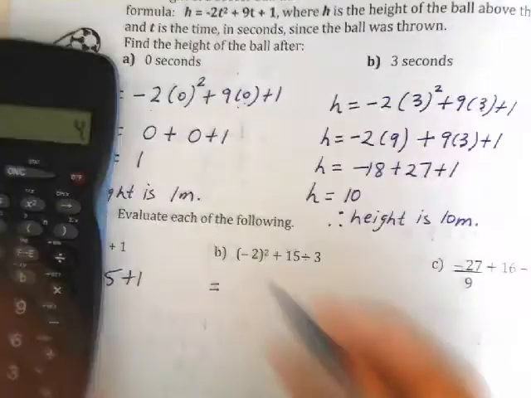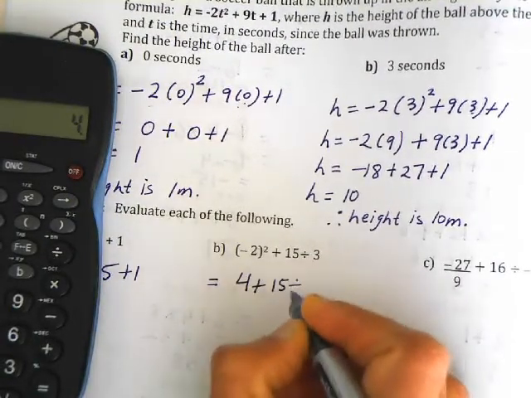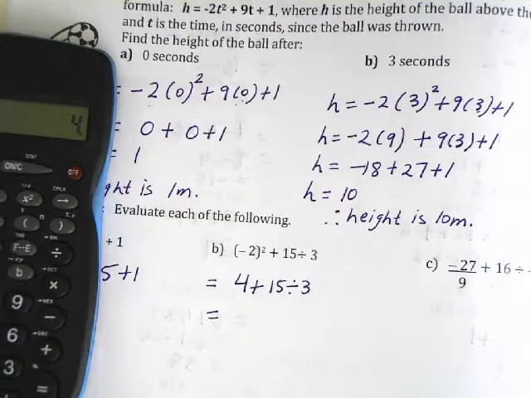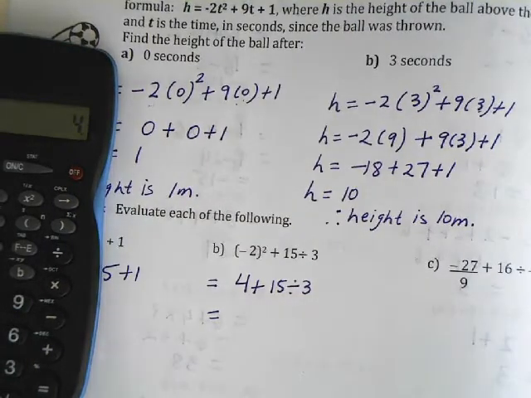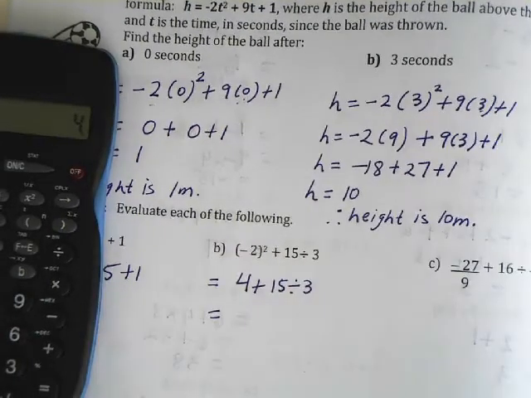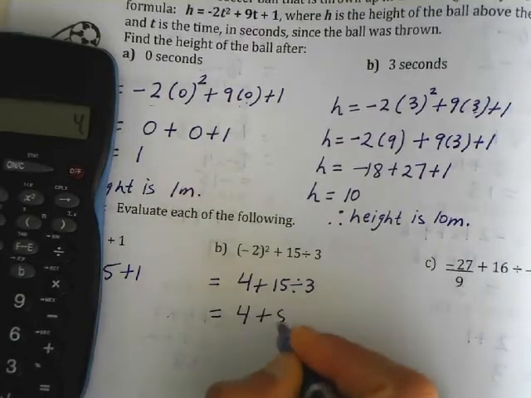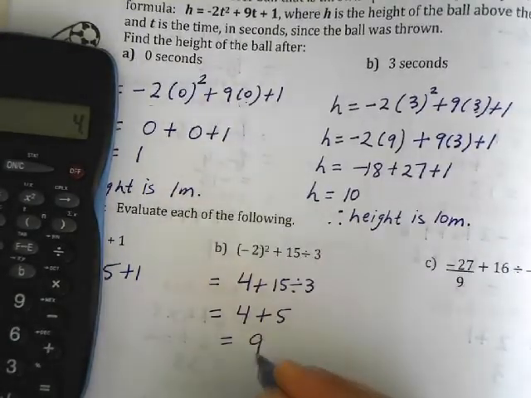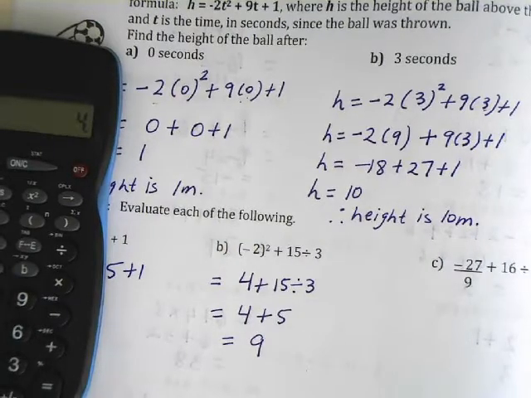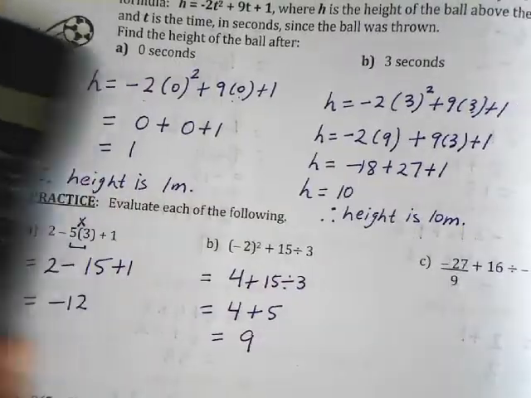Okay, 4 plus 15 divided by 3. And now what do we do? Division. 15 divided by 3 is 5. And then you do 4 plus 5. Right? You follow BEDMAS. Okay, is it clear, Mohammed?